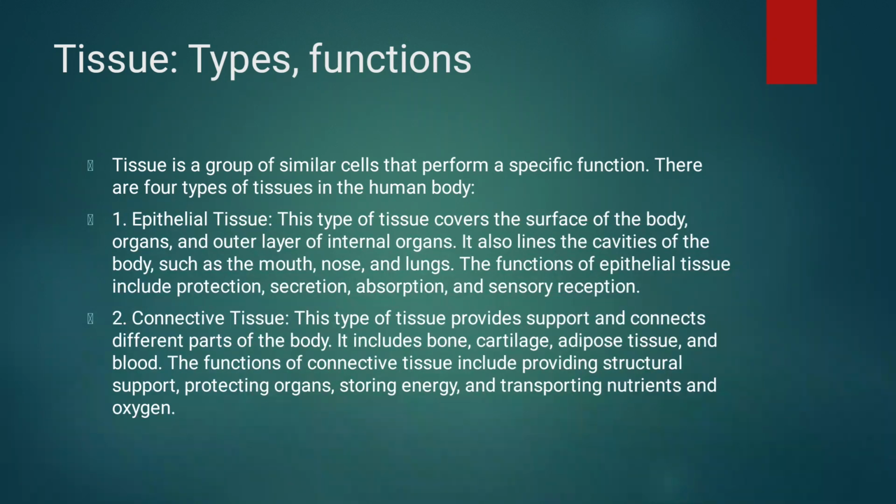The next tissue is connective tissue. It provides support and connects different parts of the body. It includes bone, cartilage, adipose tissue and blood. The main functions include structural support, protecting organs, storing energy and transporting nutrients and oxygen.